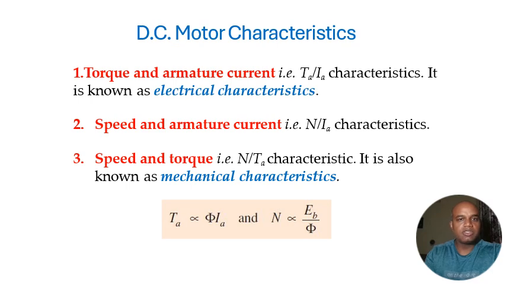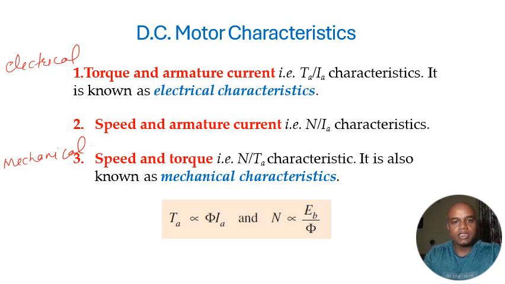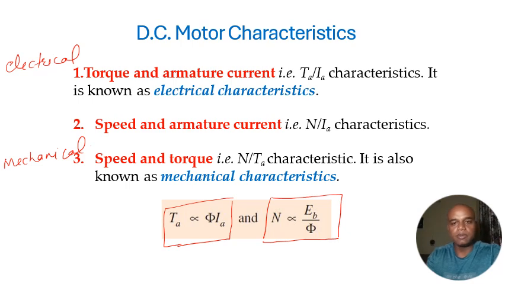The torque versus armature current is also known as the electrical characteristic, whereas the speed versus torque characteristic is also known as the mechanical characteristic of the DC motor. In the previous lecture, we established the two relations between the torque and the speed. We know that the torque is proportional to flux times the armature current. Similarly, the speed is proportional to the back EMF divided by the flux. So the speed is inversely proportional to the flux and directly proportional to the back EMF.